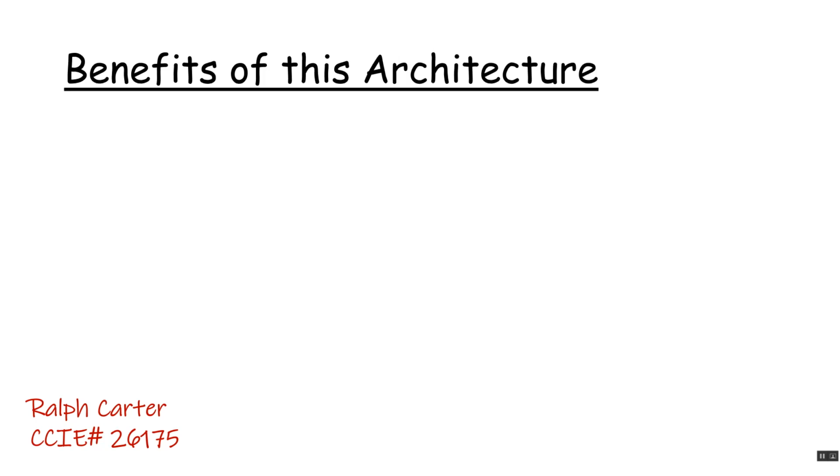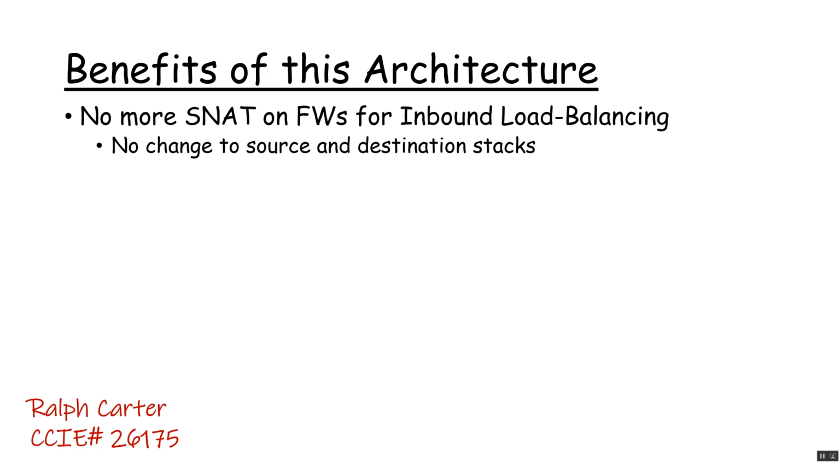All right, so what are the benefits of this architecture? Why do we really care? One of the big benefits is for the inbound use case, where in the previous implementation with Transit Gateway and, for example, the inbound VPC, you would put an ALB or an NLB in front of the Palo Altos and it would load balance. In that scenario, you would have to always configure source NATing on the firewalls, right? With this new architecture, that goes away. So we don't have to do any source NATing on inbound firewalls. There's really no change to the source or destination stacks.